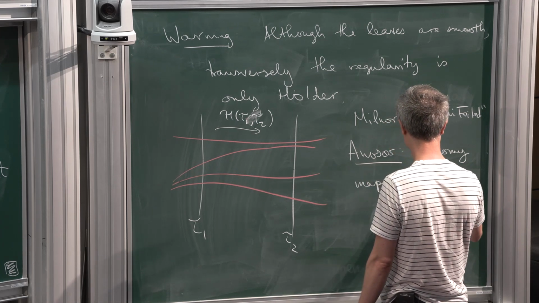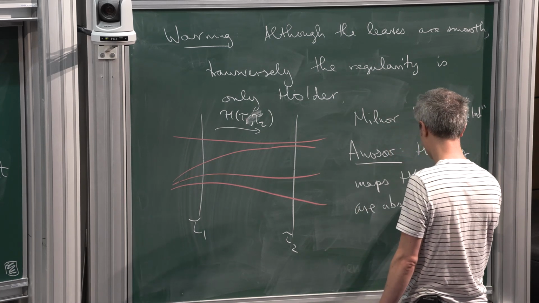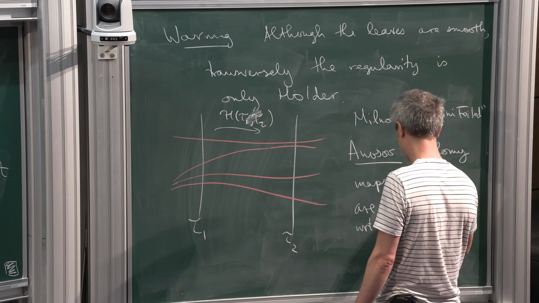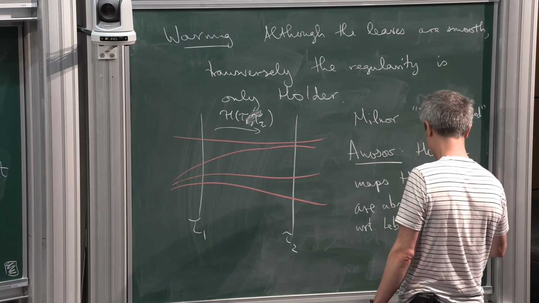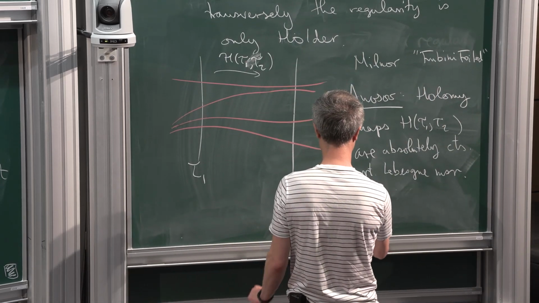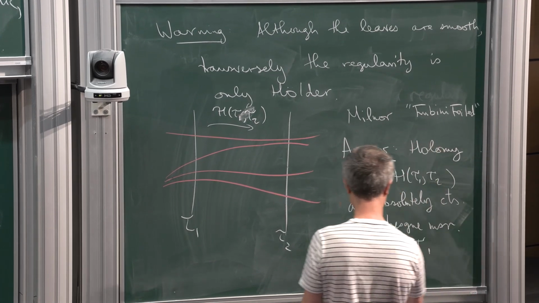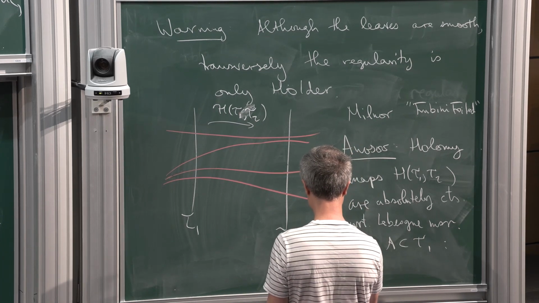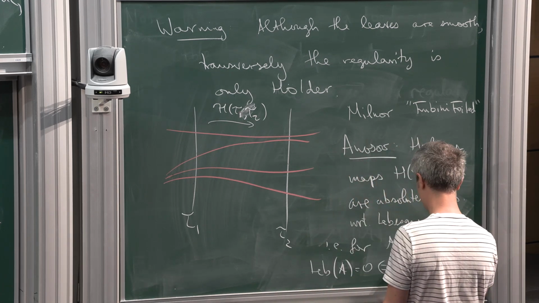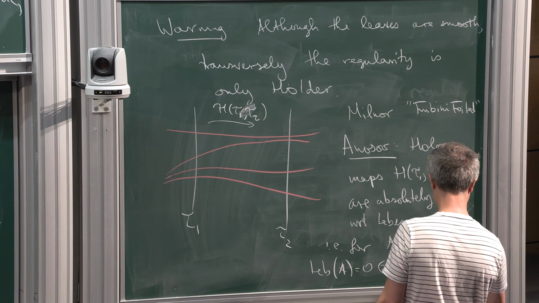But he proved that even though these maps are Holder continuous, these holonomy maps H of tau 1, tau 2, are absolutely continuous with respect to Lebesgue measure, which means that for a set A inside, let me say tau 1, Lebesgue measure of A is equal to 0 if and only if Lebesgue measure of H of tau 1, tau 2 of A is equal to 0.